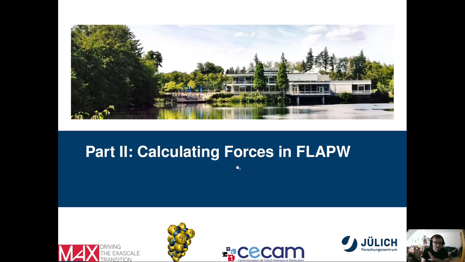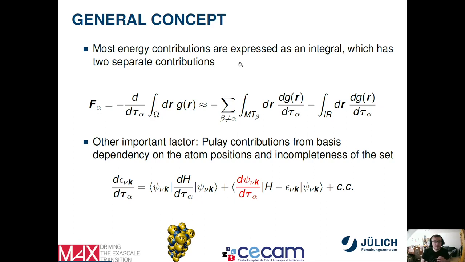I'm not going to talk about each formula explicitly because they get very lengthy, but I'm going to highlight the basic concepts we need. The general concept is we mostly look at integral contributions, volume integrals over an integrand over the whole muffin tin, over the whole unit cell, not only the muffin tin. This then separates into two contributions, the differentiation of the integrand in the muffin tin and in the interstitial region, which you can see right here. And I wrote here that this is only an approximation. Why, I'm going to tell you later, but this is for now what we're going to talk about.